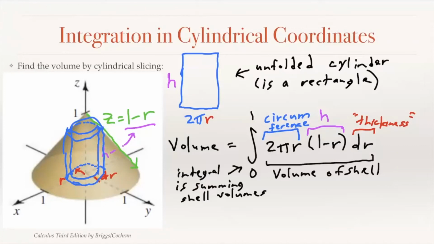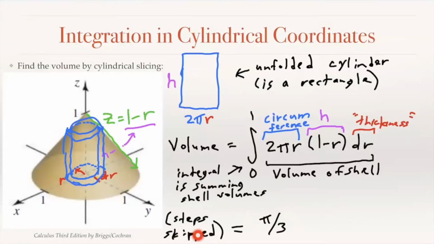And the volume of those shells, that's the circumference times the height, that's the area, then times dr, the little thickness to give it a volume. And we're adding those together from r 0 to 1. And if you evaluate this integral, then you'll get pi over 3.